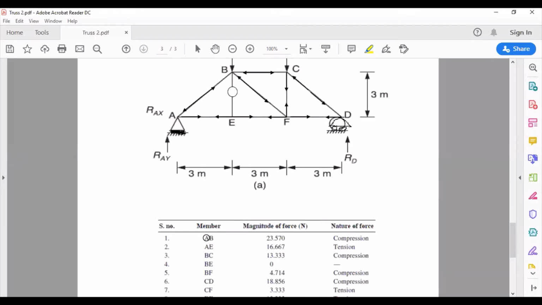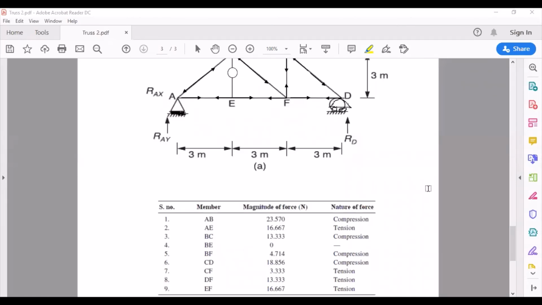Now see, AB: how much is the force? It is 23.57, compression. Why? For AB, you can see the arrow is towards A and towards B. I have told you that if it is towards the joint, it is compression, and if it is away, it is tension. For AE, the magnitude is 16.67, and both arrows are away, so it is tension. BC is towards, so compression. BE is 0. Next, BF is towards the joint, compression.